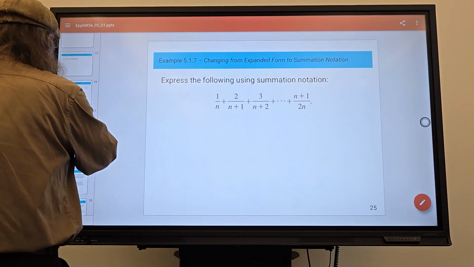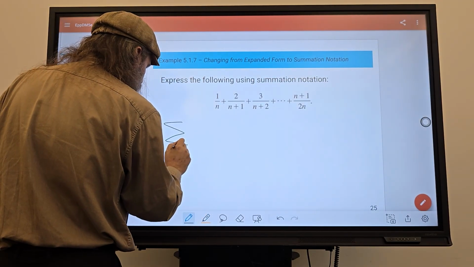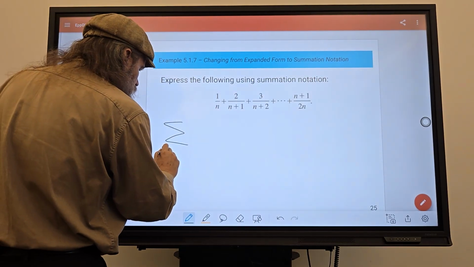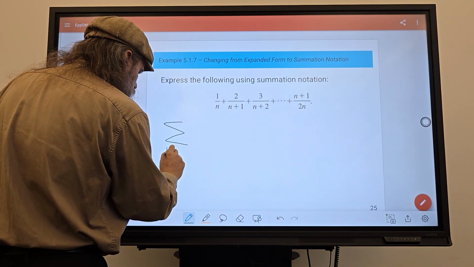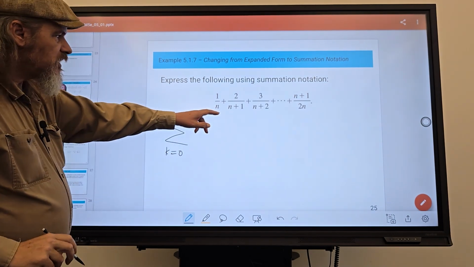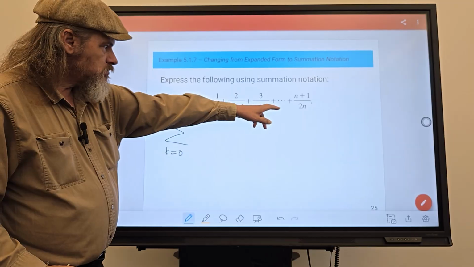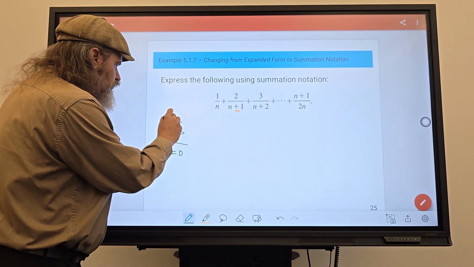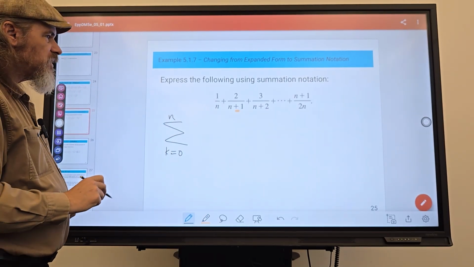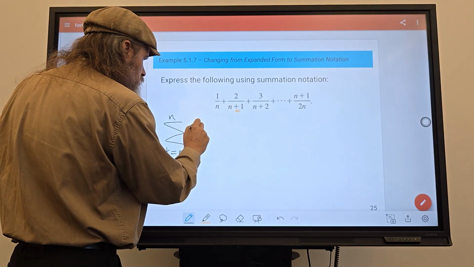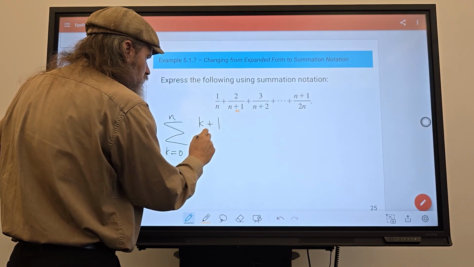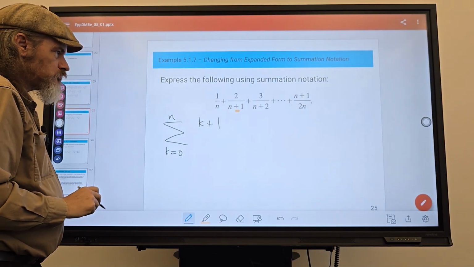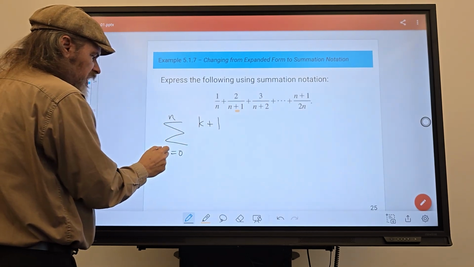All right, so it would be k equals 0, because you're going to be having n plus k to n, and it's going to be k plus 1, because the first term is 1, and k is starting at 0.